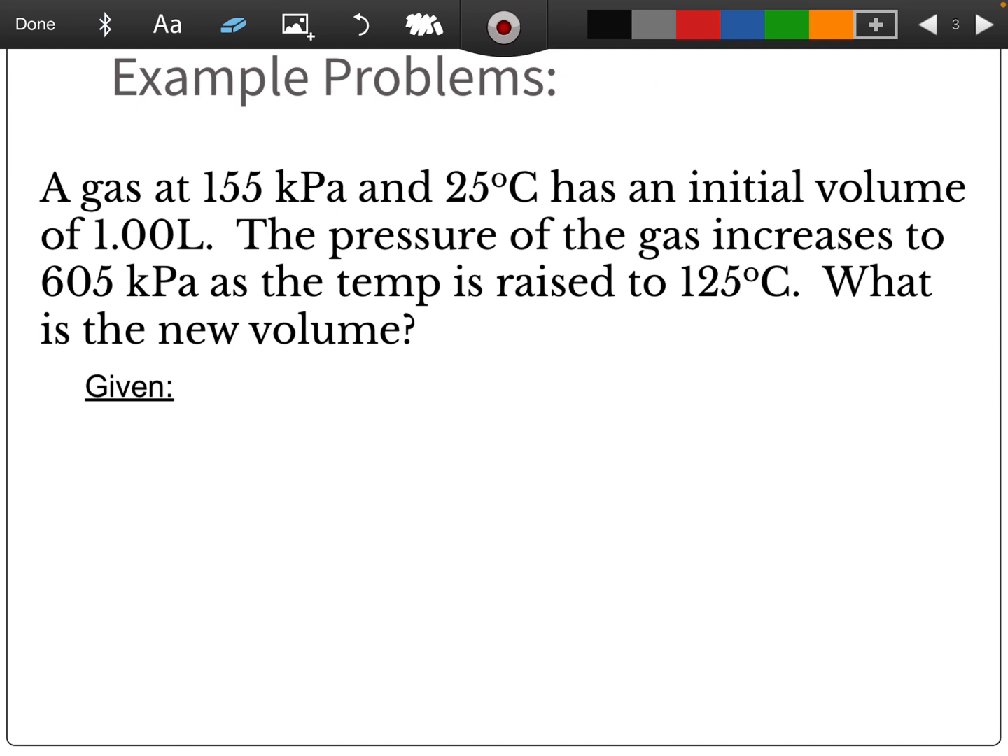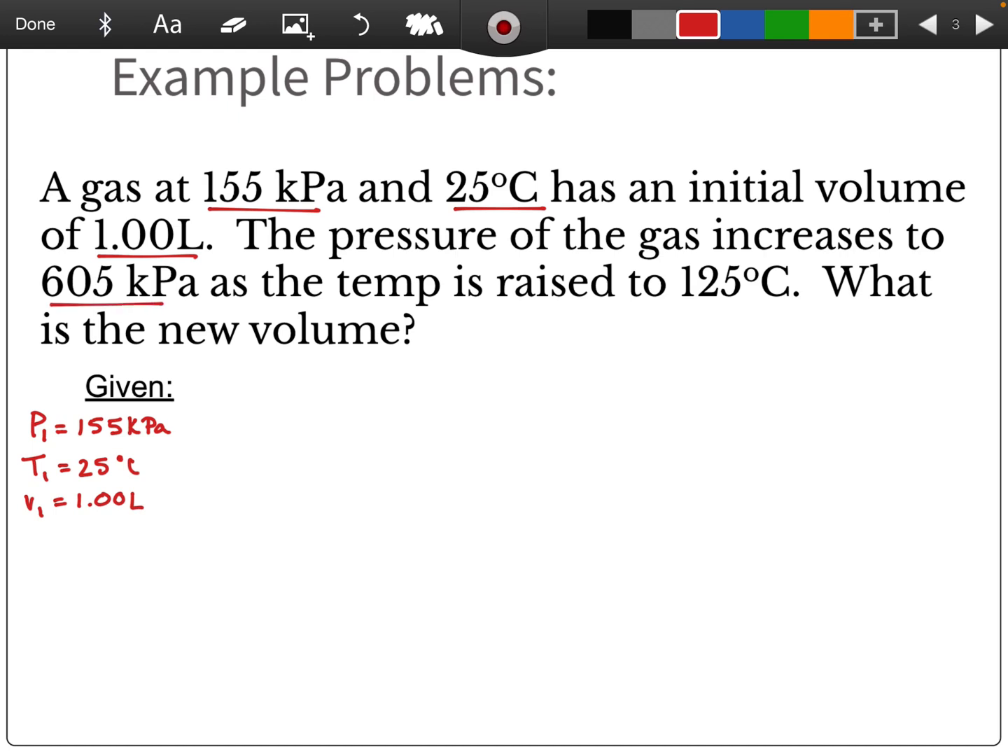All right, here's a sample problem from your notes. We're going to use the same process as before. We're going to write down all the information that's given, then plug in our numbers and solve. So we have a gas at 155 kPa. So kPa is pressure. And 25 degrees Celsius, so temperature is 25 degrees Celsius. And an initial volume of 1 liter.